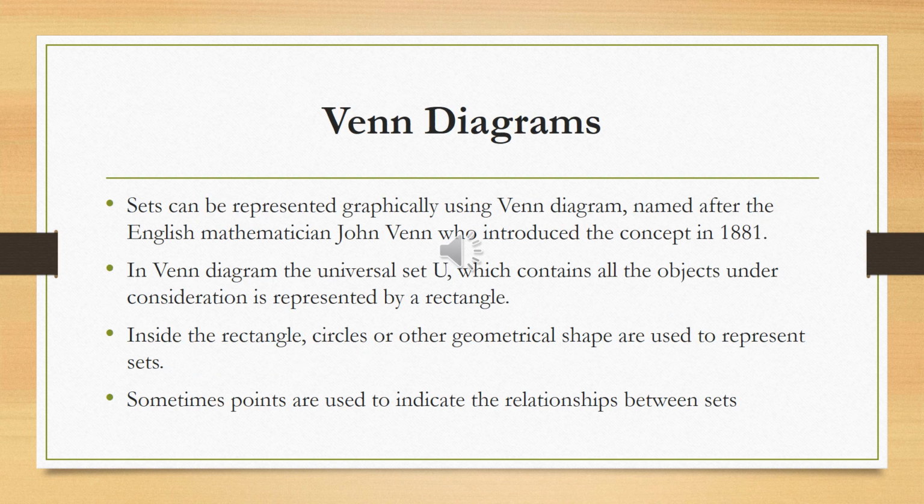Venn diagrams. Sets can be represented graphically using Venn diagrams, named after the English mathematician John Venn, who introduced the concept in 1881. In Venn diagrams, the universal set U, which contains all the objects under consideration, is represented by a rectangle. Inside the rectangle, circles or other geometrical shapes are used to represent sets. Sometimes points are also used to indicate the relationship between sets.